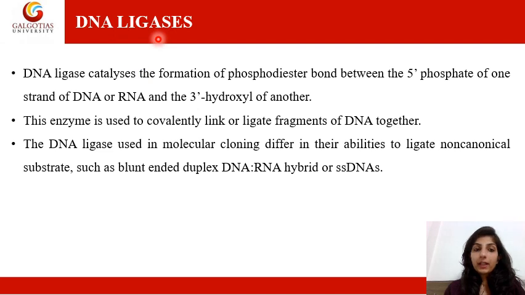Now if we talk about DNA ligases, DNA ligases catalyze the formation of a phosphodiester bond between the 5' phosphate of one strand of DNA or RNA and the 3' hydroxyl of another. So DNA ligase will catalyze the formation of the phosphodiester bond between the 5' and the 3' end, and this enzyme is used to covalently link or ligate fragments of DNA together. The DNA ligases used in molecular cloning differ in their abilities to ligate non-canonical substrates such as blunt-ended duplex DNA, RNA-DNA hybrids or ssDNAs.